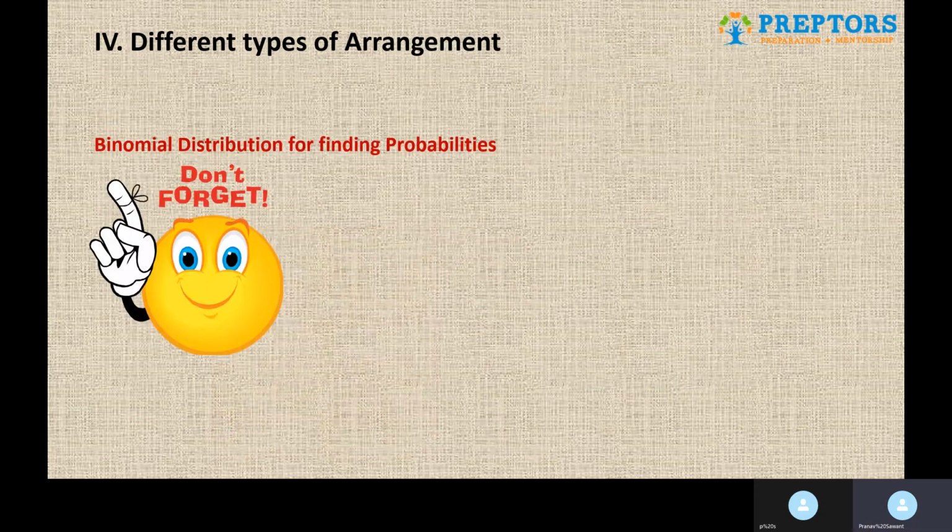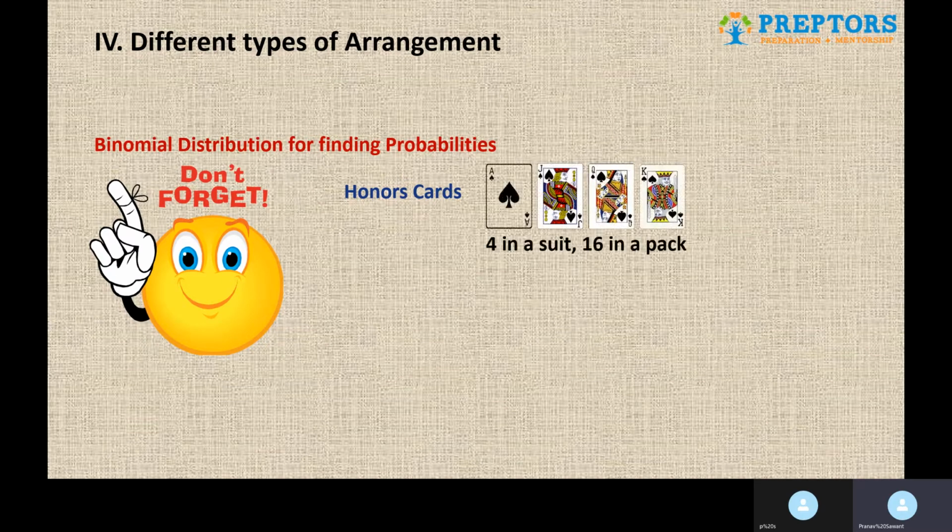Let's move to the next concept. Now we will see binomial distribution for finding probabilities. So just remember these things. Now what are honor cards? So these are honor cards. There are 4 in a suit, 16 in a pack. Probability of selection is 16 by 52, that is 4 by 13.